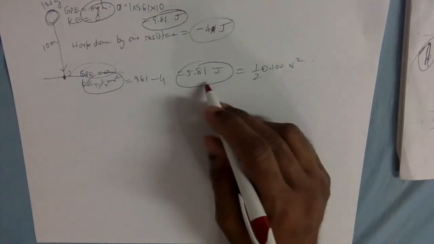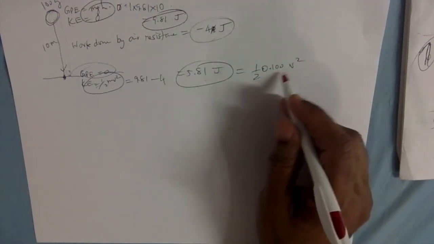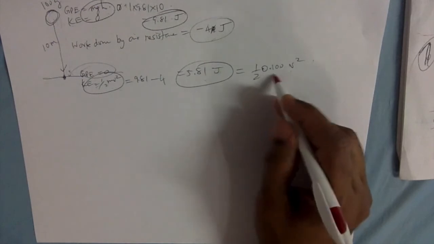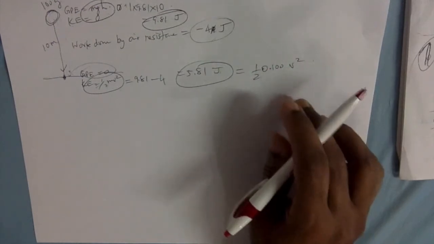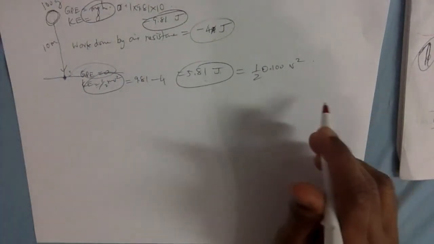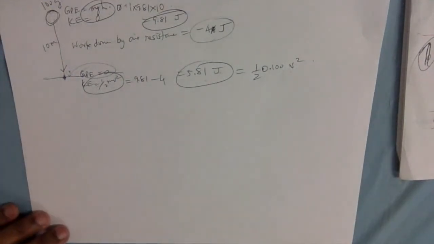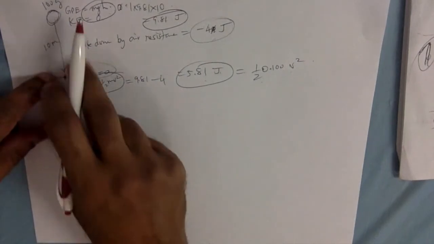Okay, so you can just solve this one. Multiply through by 2 and divide by 0.1. You'll get v squared, and don't forget to take the square root, and you should be able to get there. So you can see how friction is involved.